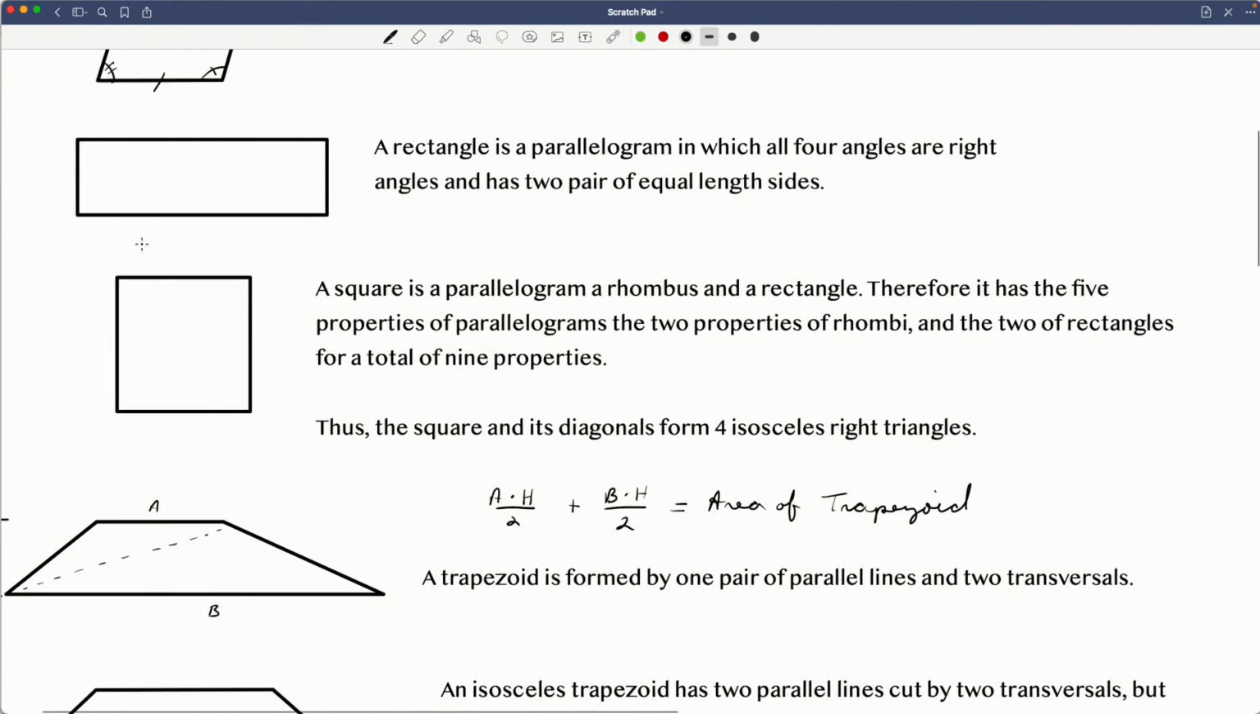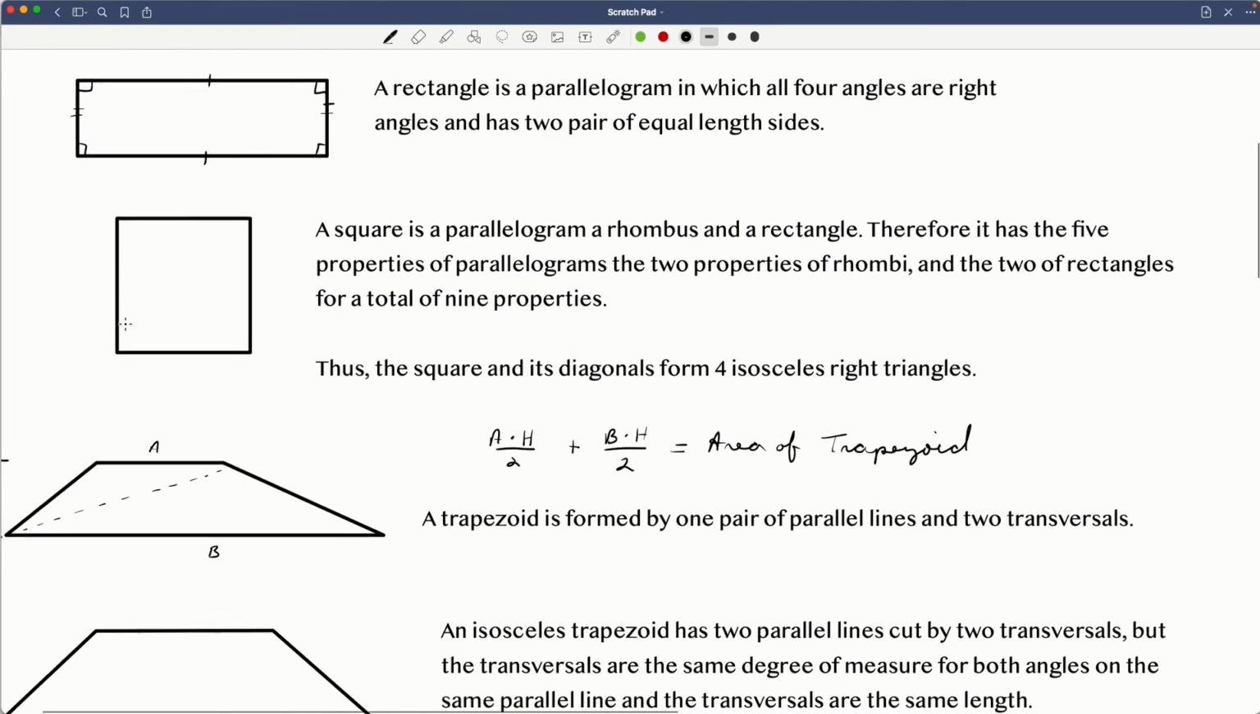A rectangle is a parallelogram in which all 4 angles are right angles, and they have 2 pair of equal length sides. So this side is congruent to this side, and they're parallel. This side is congruent to this side, and they're parallel. And we have 90 degrees, 90 degrees, 90 degrees, 90 degrees.